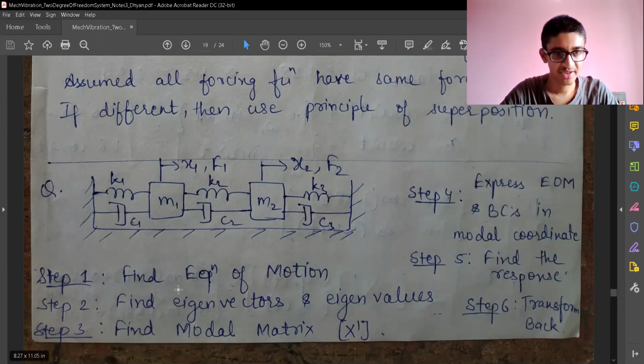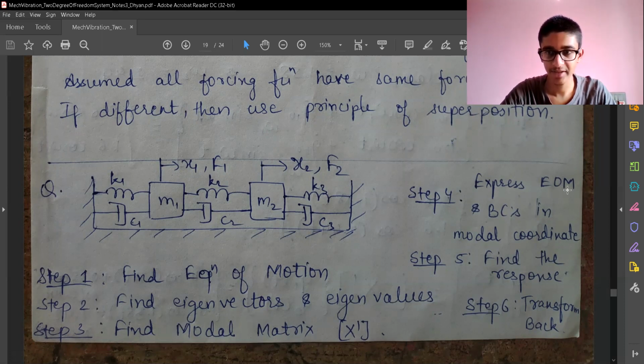The first step will be to figure out the degrees of freedom. The second step will be to assign the coordinate systems. Both of them are done here, since the coordinate system is already assigned in the question, so we can skip those steps. The first step will be to make the FBD and write the equation of motion. The second step will be to find eigenvectors and eigenvalues. The third step is to combine the eigenvectors and find the modal matrix. These are the combination of eigenvectors.